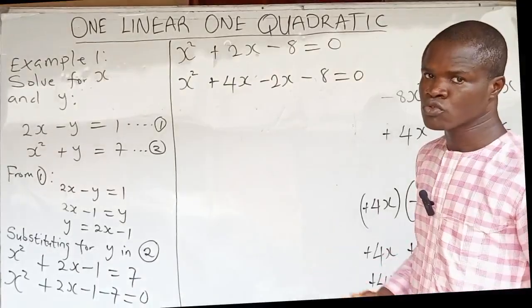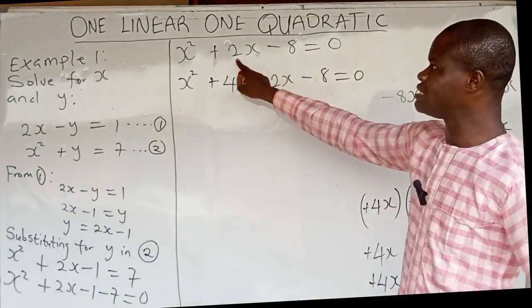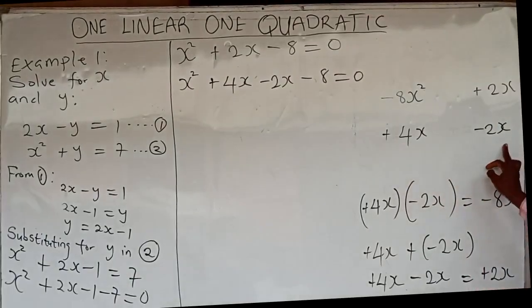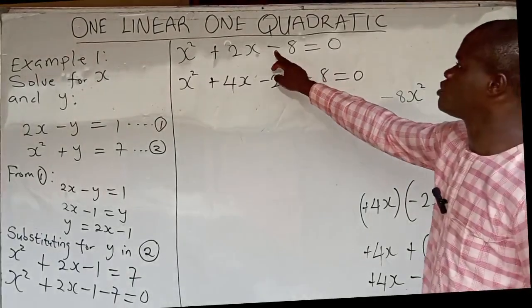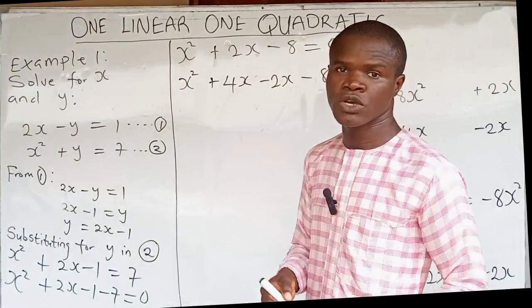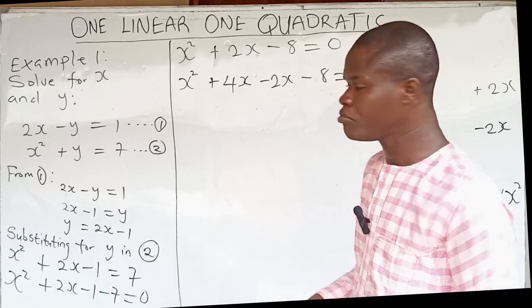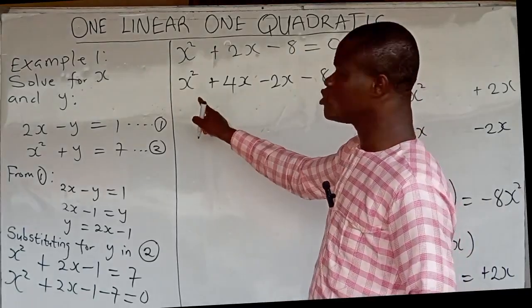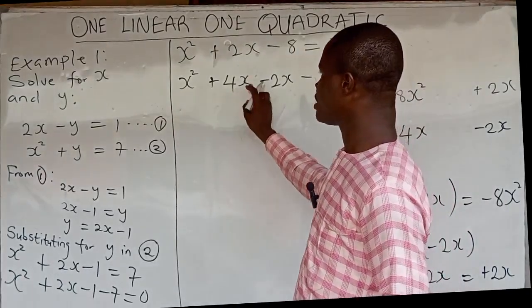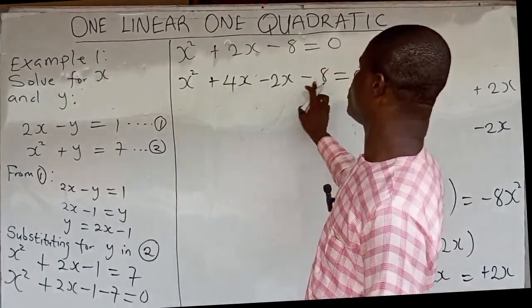What we needed to do was to replace the term at the center here with plus 4x and minus 2x. Then we still bring down minus 8 equal to 0. This is how to solve quadratic equation by factorization method. So the next thing, I'm going to factorize in pairs. This is x squared. So I'm going to factorize this with this, and then this with this.